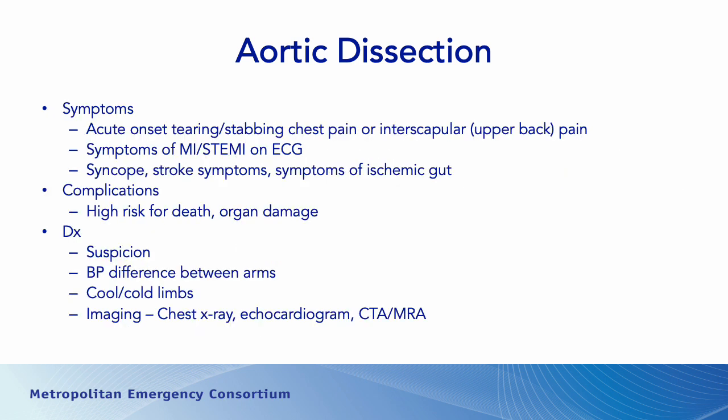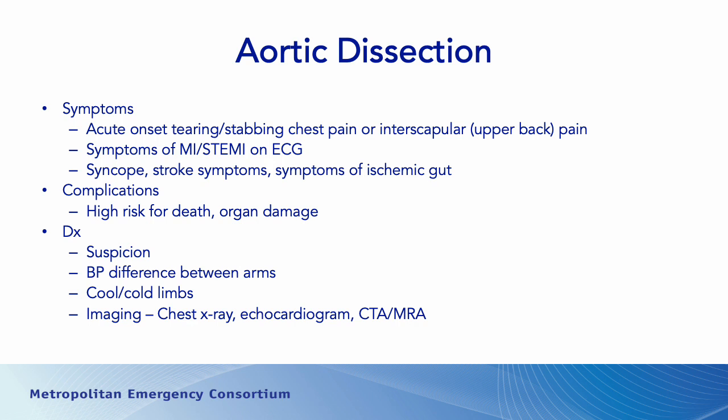You can have acute onset of tearing, stabbing pain, or pain in the upper back between the scapulas, or you can have pain that radiates from one area to the other. It's often abrupt in onset. You could have symptoms of MI or STEMI on an ECG if this dissection is in such a location that it blocks or occludes one of the two coronary arteries. You can have evidence of a STEMI because of the blockage from the dissection, not because there is an acute blockage in the coronary artery.